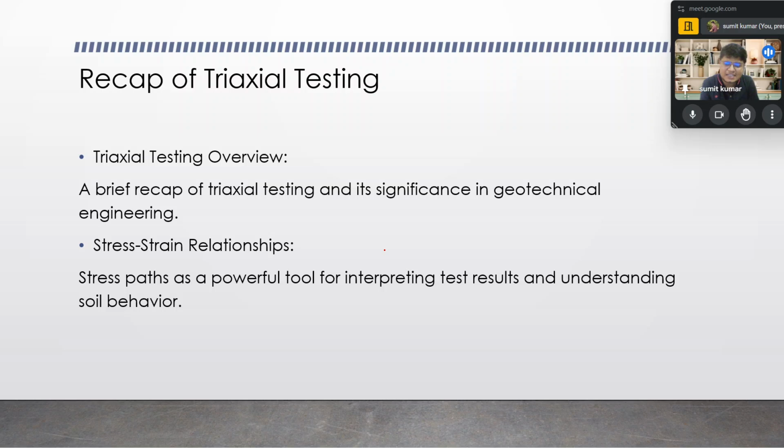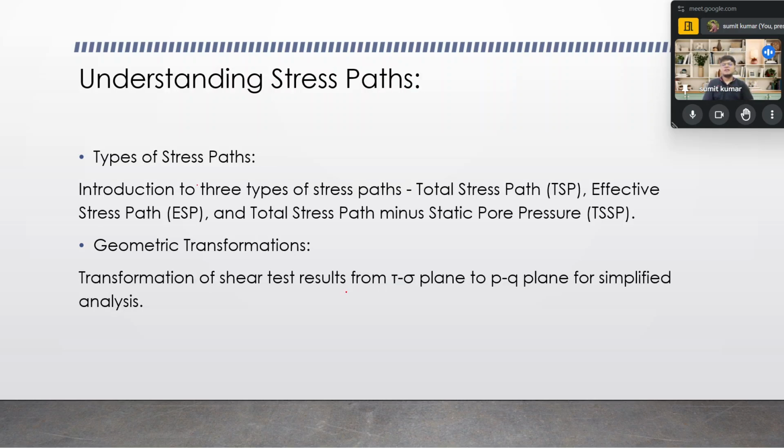Everywhere the triaxial test to find the shear strength is very much important. When we talk about the stress path, it is a powerful tool for interpreting the test result and understanding the soil behavior. When we go ahead, we talk about the different types of stress path. The types of stress path are mainly the total stress path and the effective stress path. The effective stress is nothing but total stress minus pore water pressure, that is the static pore water pressure, because we are not considering any other condition when we are talking about the effective stress path.